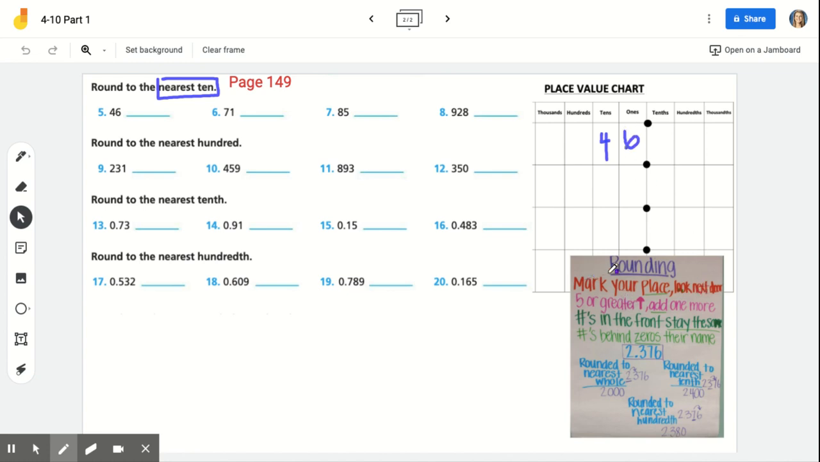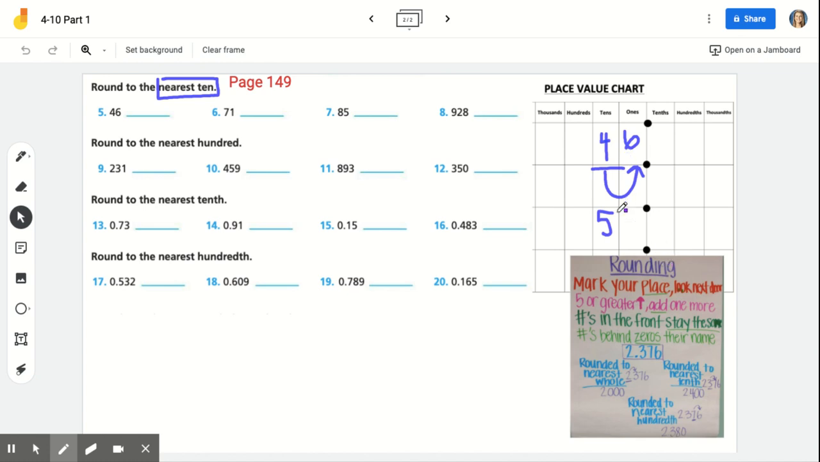We're going to underline or mark our place. The 4 is still in the 10 spot for this digit, so underline the 4. Look next door. So we're going to draw an arrow as we look next door to the right. And we're asking ourselves, is it 5 or greater? Is 6 5 or greater? It is. So therefore, we're going to add one more. Which digit do we add one more to? We're always looking at the digit that is underlined. So in this case, 4, we're going to add one more to 4. And one more than 4 is 5.